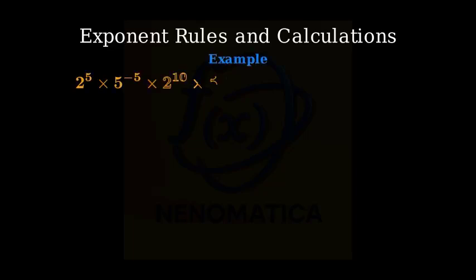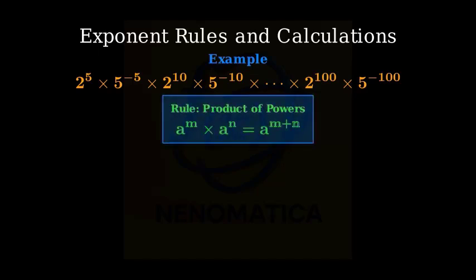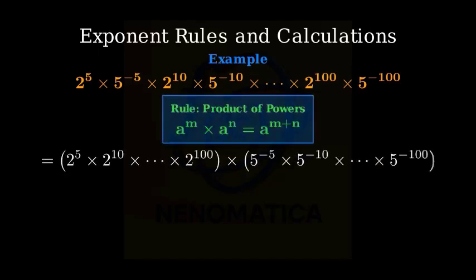Example, let's solve the expression 2 to the power of 5 times 5 to the negative 5 times 2 to the power of 10 times 5 to the negative 10, continuing the pattern with similar terms until we have 2 to the power of 100 times 5 to the negative 100. Let's start by grouping like terms. We'll group all the powers of 2 together and all the powers of 5 together.